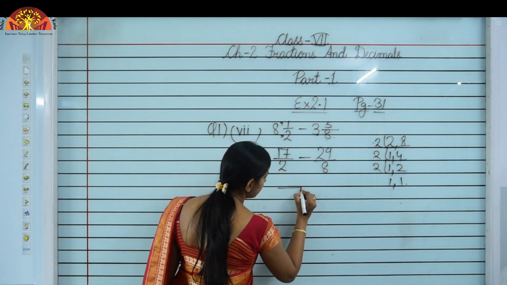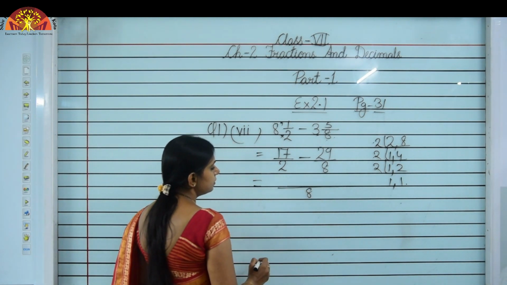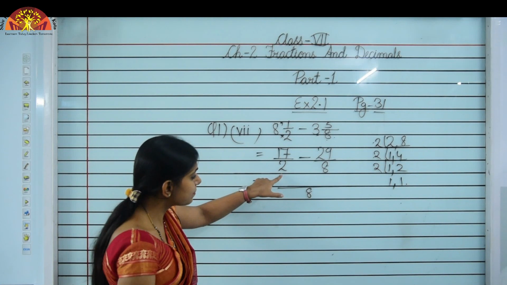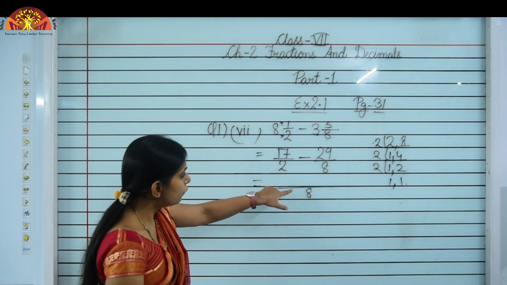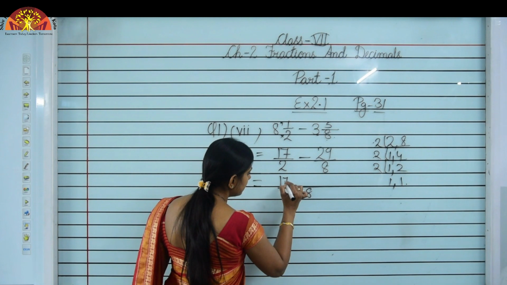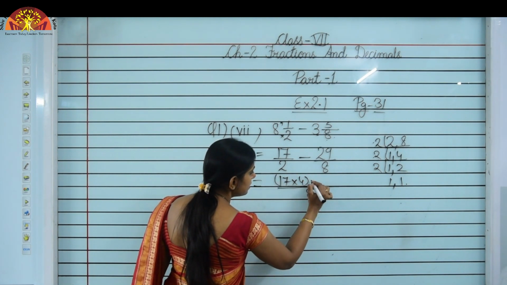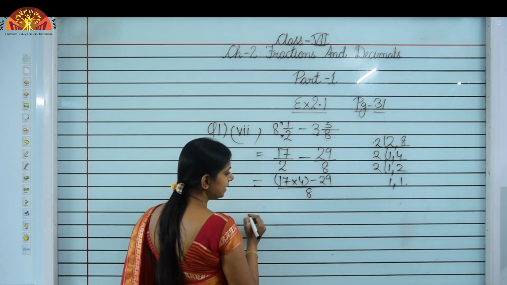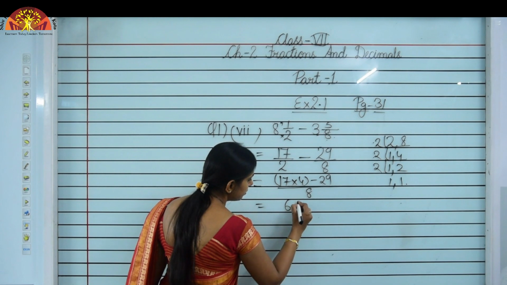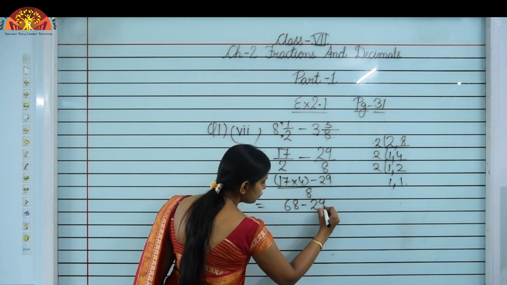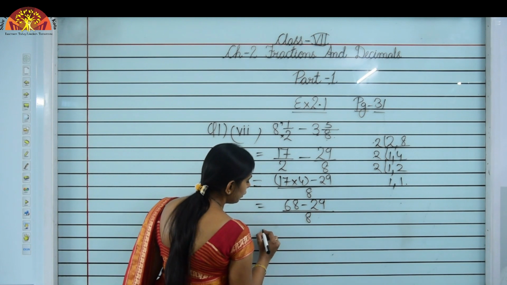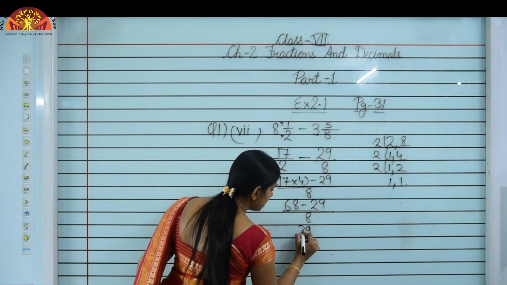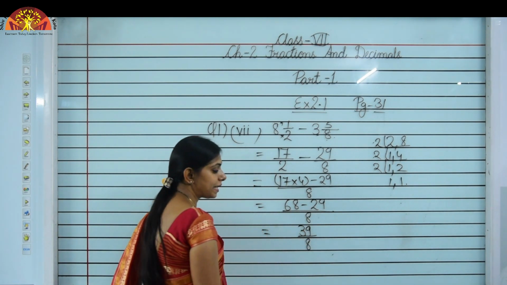Got it? Now in the table of 2, when will it come to 8, that is 4 times. So 2 4s are 8, 4 into 17. Similarly, 8 1s are 8, and 1 into 29, it comes out to be 29. Now 17 4s are 68 minus 29 upon 8. Now you can just subtract it. So 18 minus 9, 6 minus 3. So your answer comes out to be 39 upon 8.